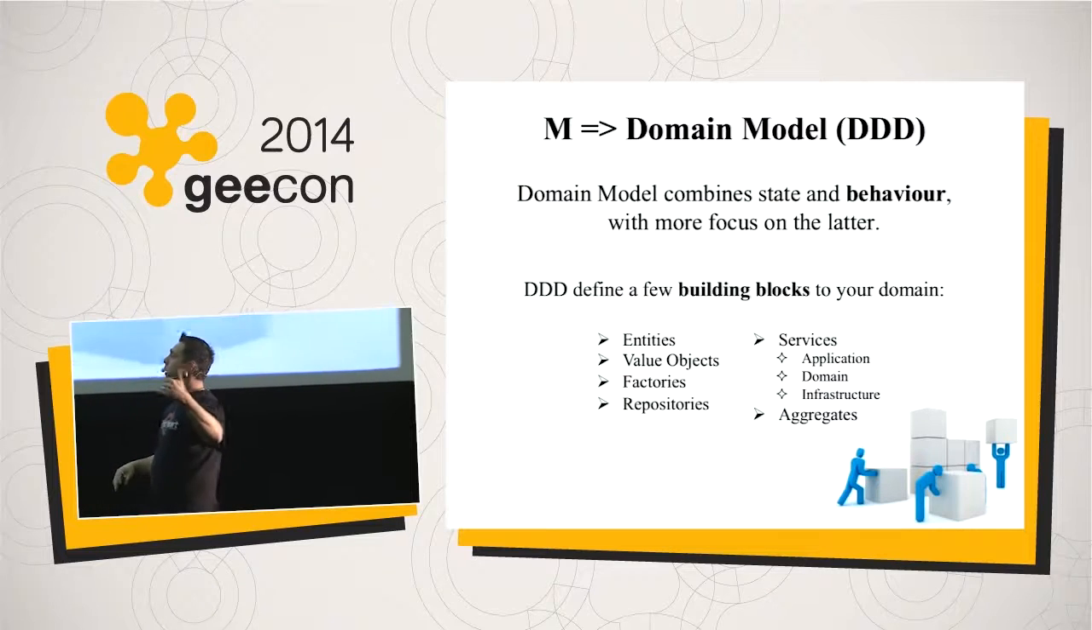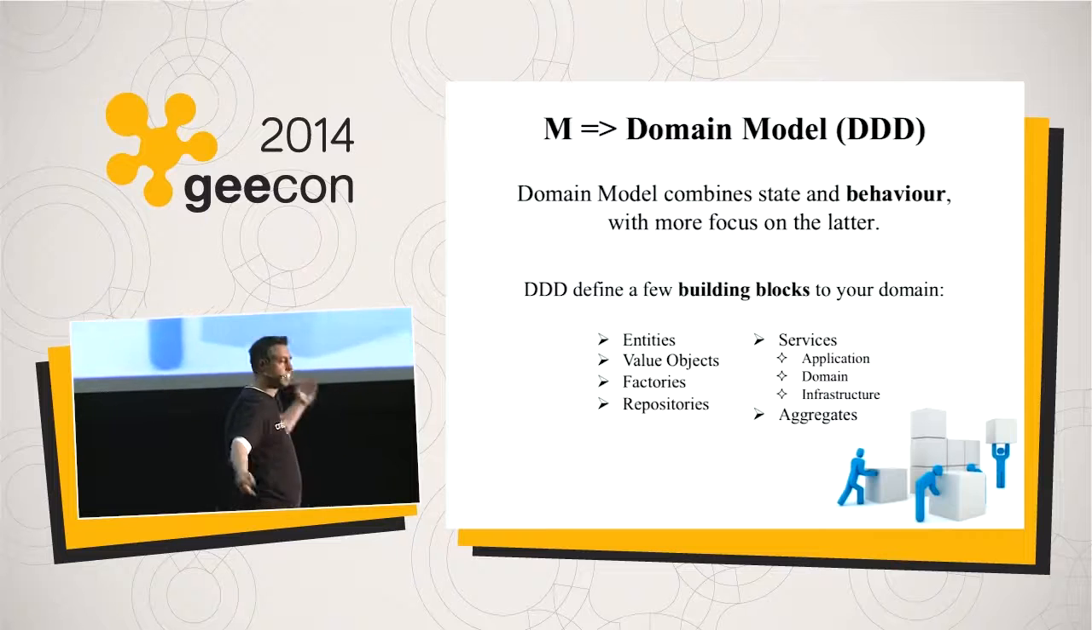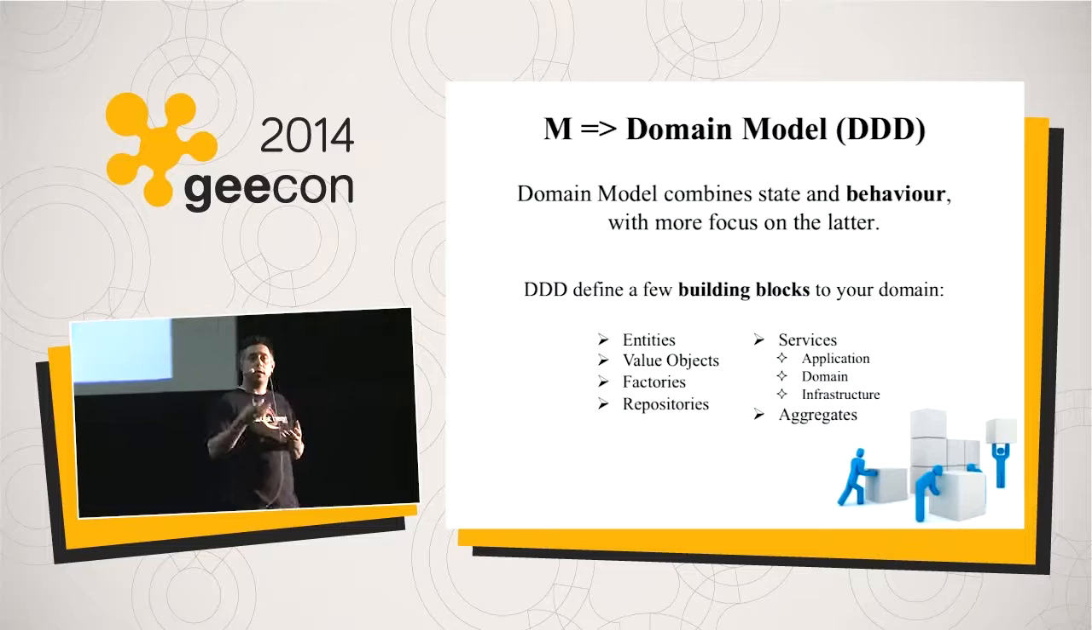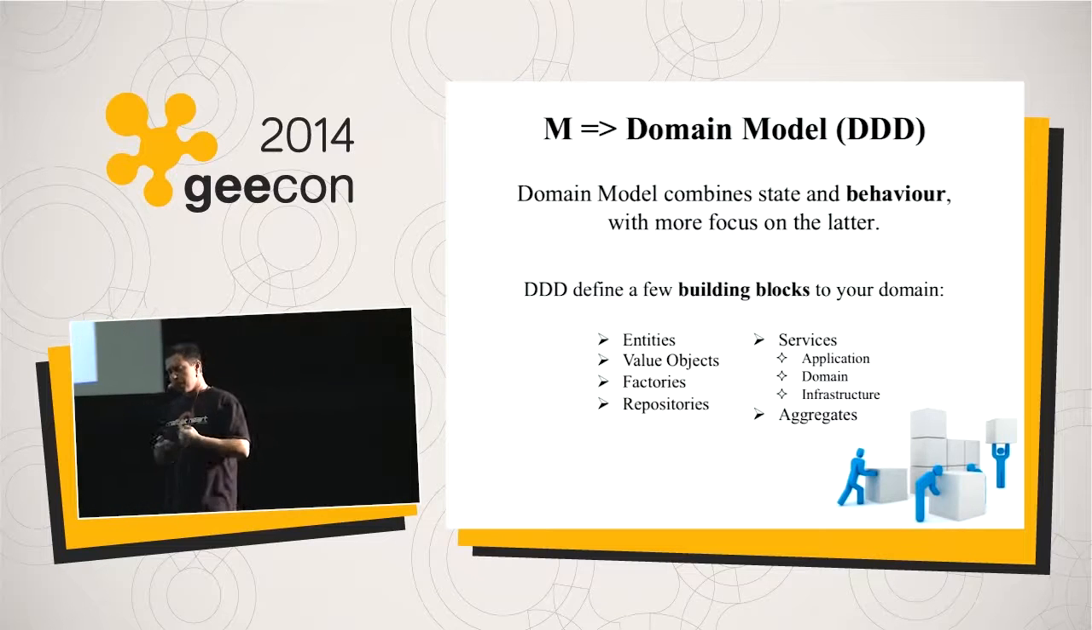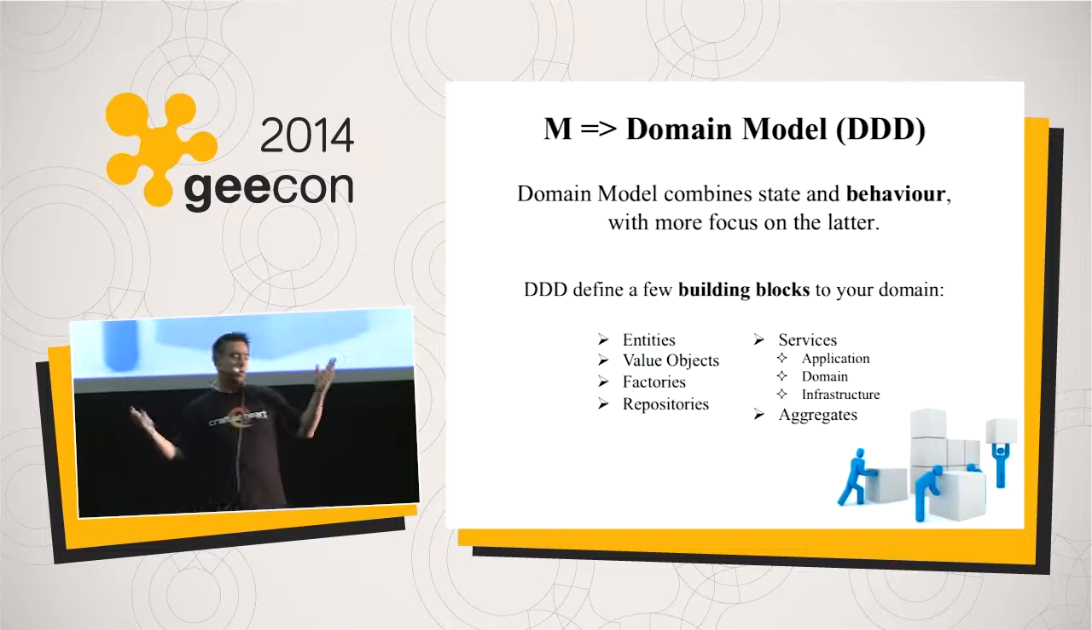So very quickly, entities are the objects whose identity you care about, like your user, your book, or something like that. Value objects are also domain concepts, but you don't care about their identity, like an address or the type of book or a genre of the book.